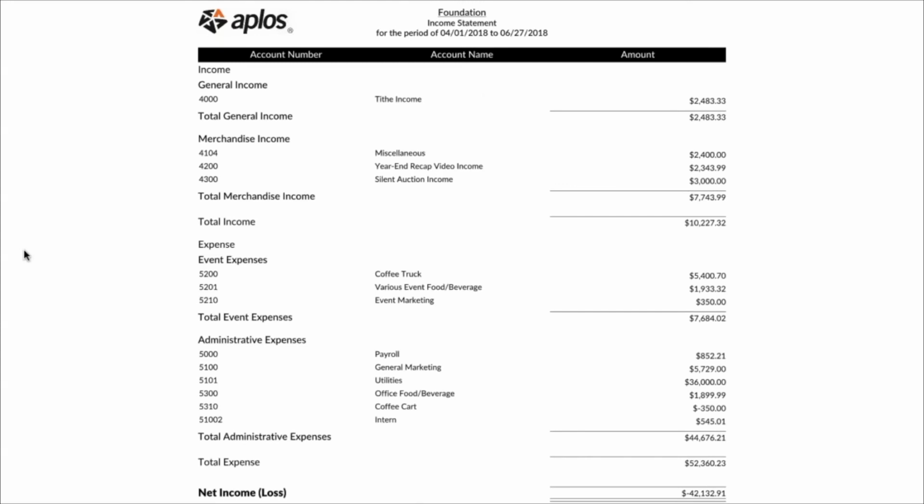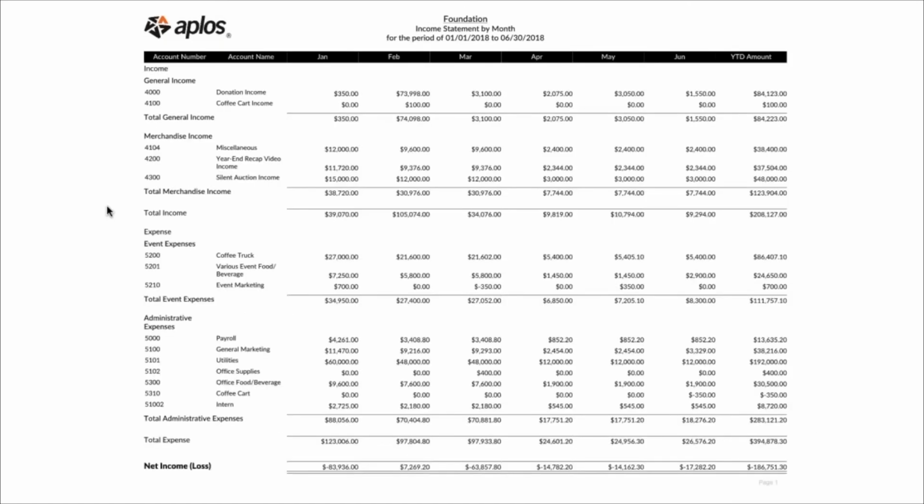Understanding how much is brought in, how much we're spending, for your total income or loss. In this case, this is income of $42,000. Okay, let me pause here. Good. All right. And so along with that, another way to look at this, you can do it by month.